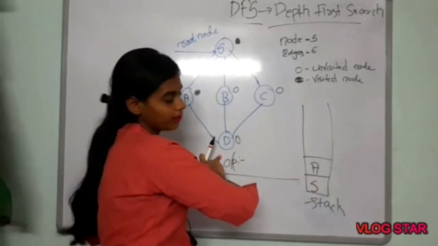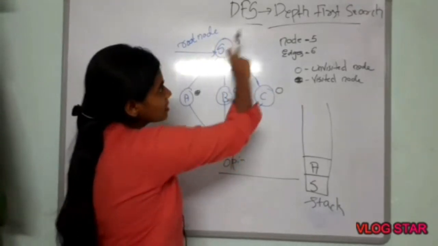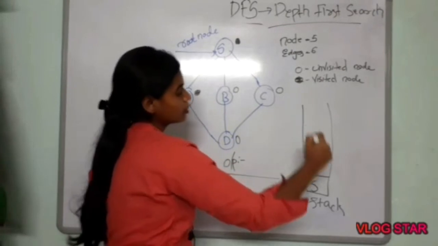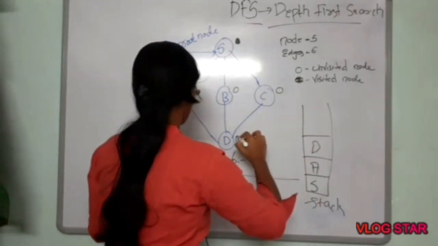After A we will go to D, because I have told you that in DFS, depth first search, it traverses depth wise to the end of the leaf node. So we will take D. Okay.